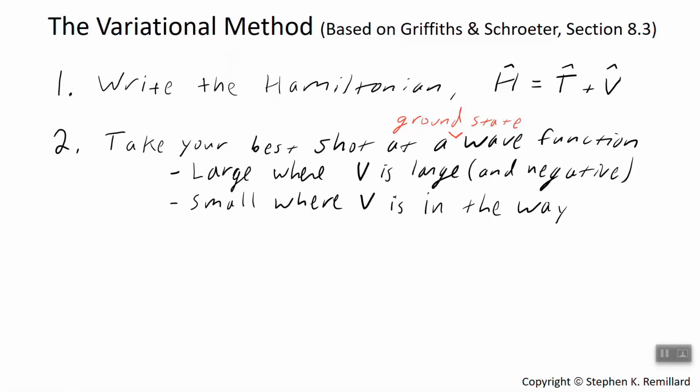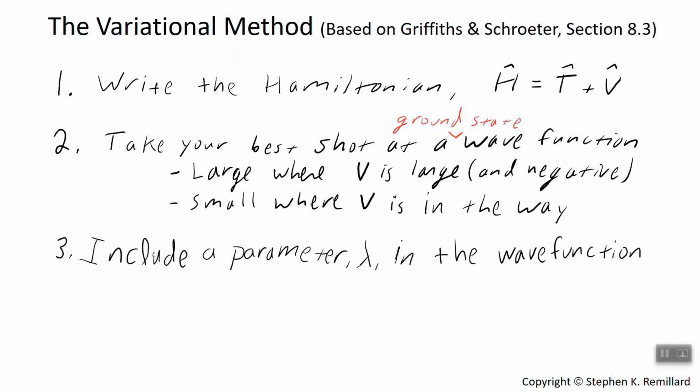How do you guess the ground state wave function? You write a function that has large amplitude where the potential energy is large and negative, and has small amplitude where the potential energy is in the way of the particle. For example, if a particle encounters a barrier, the probability of it being beyond that barrier is very small, so you would write a wave function that has small amplitude in the barrier region.